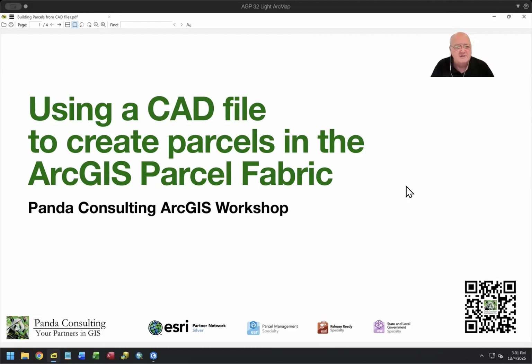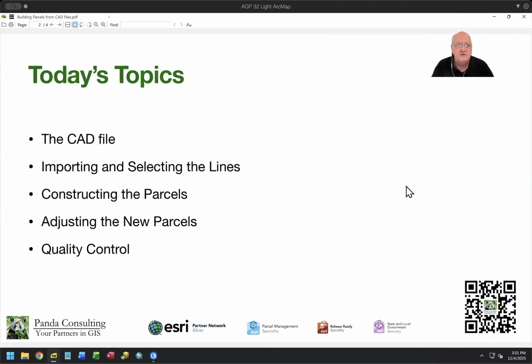All right, so let's get started. So what are we going to do today? The main topics that we're going to cover are taking a CAD file into Pro, what you want to look at, how you want to do it, and how you want to proceed from there. And then importing and selecting the lines to be used to generate your parcels. And then inside the parcel fabric, constructing the parcels themselves.